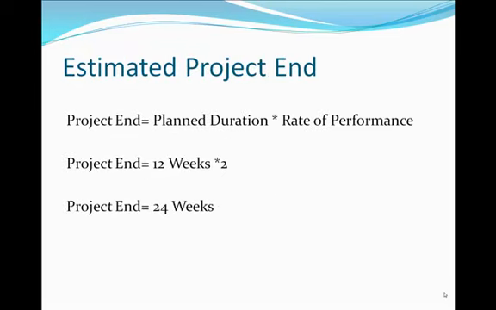Now that we have both the rate of performance and project duration, we can calculate the estimated project end. A 12-week duration times a 2.0 rate of performance means that the project will end in 24 weeks. As we expected the project to take 12 weeks after the first 3 weeks were completed, the new estimated project end is twice as long.